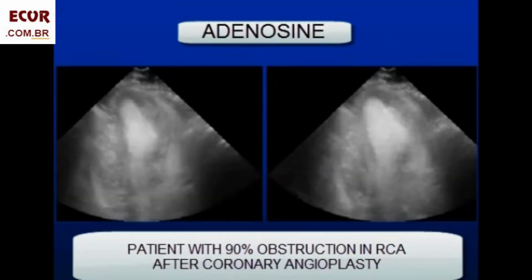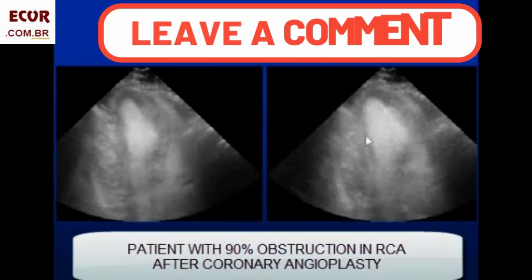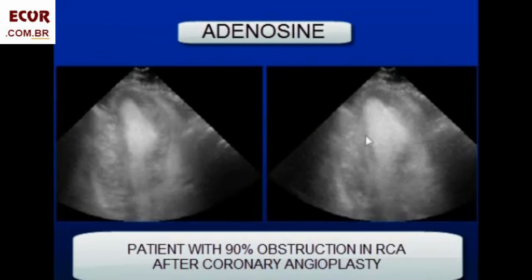After angioplasty of the right coronary, see that before adenosine, there are microbubbles in every wall, and after adenosine, all the regions increase the contrast, including the inferior wall, showing that the right coronary angioplasty worked, and there is no more ischemia of the inferior wall. Thus, there is no doubt that echocardiogram has a very important place in the evaluation of myocardial viability.